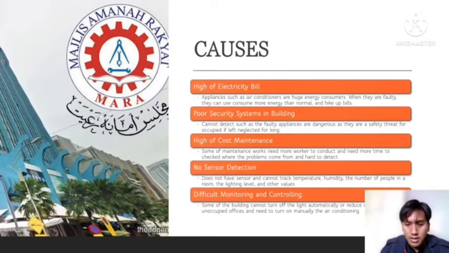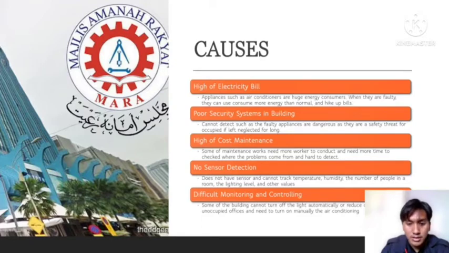Then, high cost of maintenance. Some maintenance work needs more workers to conduct and more time to check where the problems come from, and it's hard to detect.